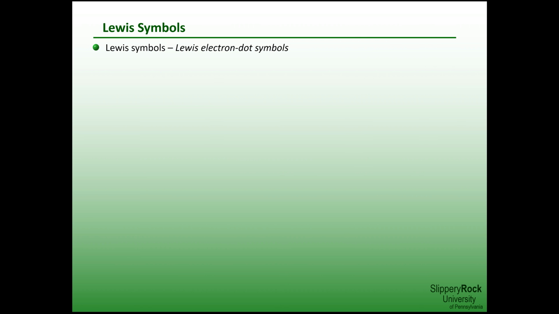This slide introduces Lewis symbols, also called Lewis electron dot symbols, which provide a simple and powerful way to represent the valence electrons of an atom. In a Lewis symbol, each valence electron is shown as a dot placed around the chemical symbol of the element. Because chemical reactions involve primarily valence electrons, Lewis symbols help us visualize how atoms bond and interact.